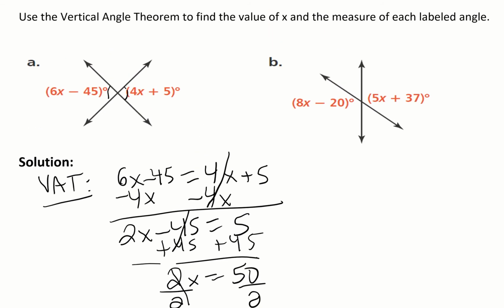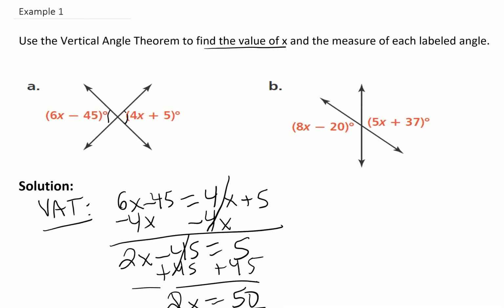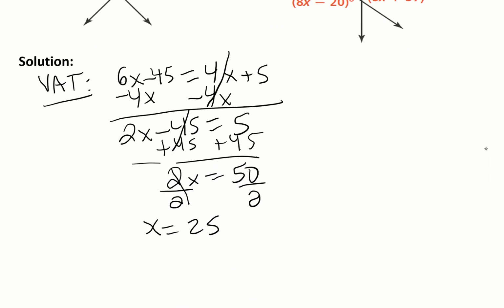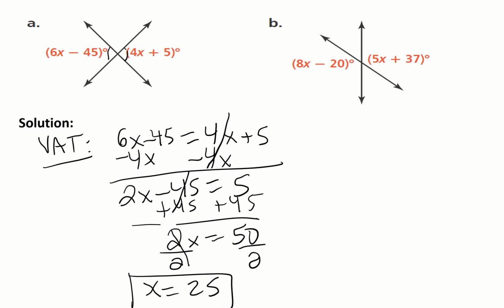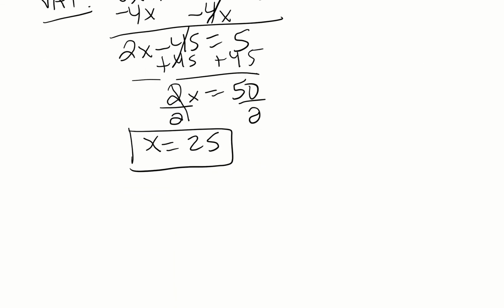All right, so we got the x value. We want to find the value of x, so that's good. And we want to find the measure of each labeled angle. Okay, so we have x equals 25. We know that if we find one, we find the other one because both angles are the same. So let's just plug it into one of them. Let's plug it into 6x minus 45.